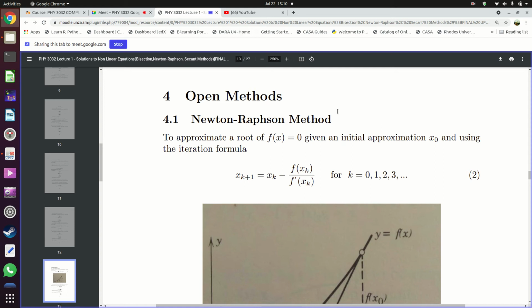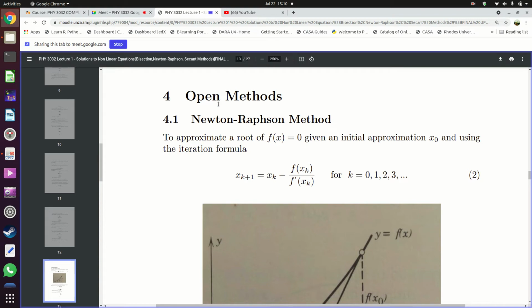Okay, so this afternoon we are going to look at another way of finding the root to nonlinear equations. This time around, we're going to look at something referred to as an open method. Open in the sense that we do not use a bracket to enclose the solution. But all open methods are also referred to as slope methods.